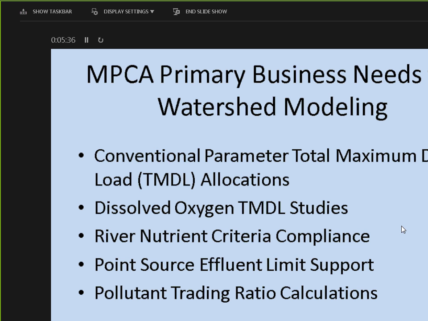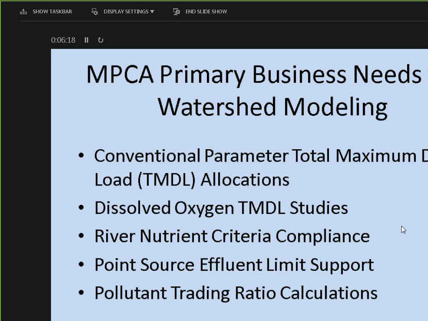So these are the primary business needs for the MPCA for having watershed models constructed. The biggest are the conventional parameter total maximum daily load studies, and in conventional parameters, there's a constituent that's considered a pollutant. We need to calculate the mass or load of that pollutant, and then we have to figure out how much we have to reduce that pollutant. Dissolved oxygen TMDLs, we're not worried about reducing the mass of dissolved oxygen. We're actually trying to change conditions in the watershed to make sure that a minimum concentration is always maintained.